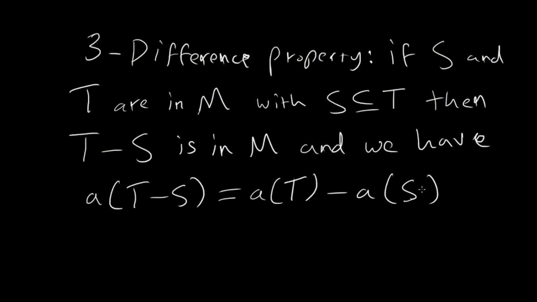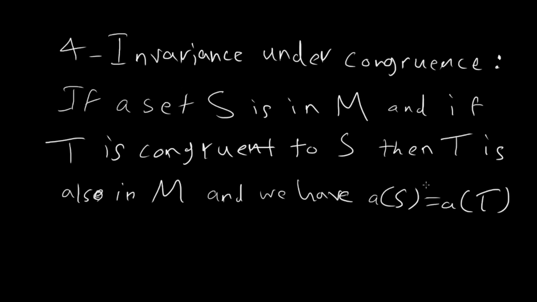And this is the fourth axiom, its name is invariance under congruence, which states if a set S is in M, which means that the set S is measurable, and if T is congruent to S, then T is also in M, which means that T is also measurable, and we have the area of S is equal to the area of T.